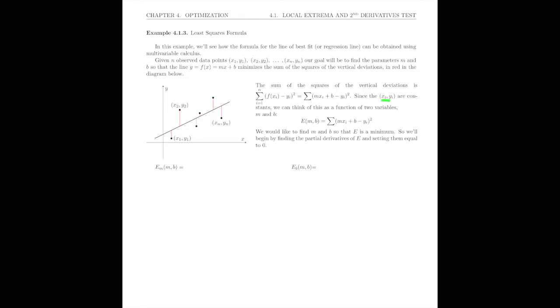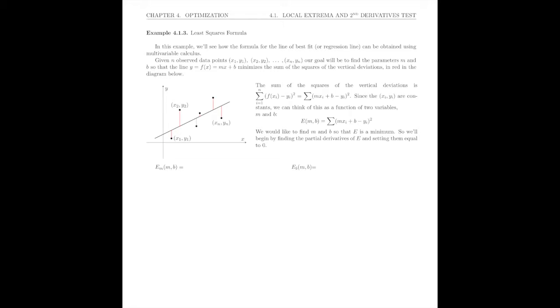Since the xi and yi are all observations, they're all constant. And so the only things which are unknown are the m and the b. So we can think of this as a function of two variables, e for error, of m and b, where it is exactly this sum of the squares: the sum of m times xi plus b minus yi, all squared. We would like to find m and b so that this e, this error, is a minimum.